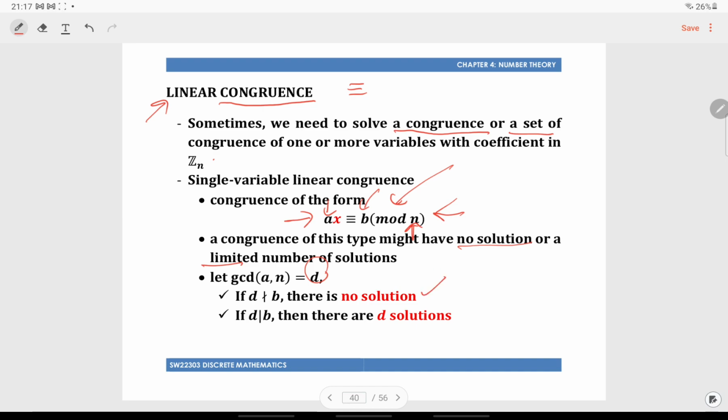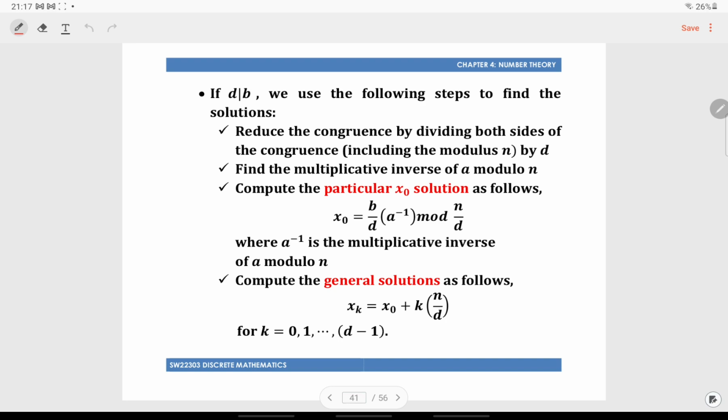But if the integer D divides B, there are a limited number of solutions. When limited, that means there are few solutions. So how many solutions? There are D solutions, where D is the GCD of A and N. If D divides B, that means there are a limited number of solutions, so we can proceed with the steps to find the solutions. So we use the following steps to find the solutions.